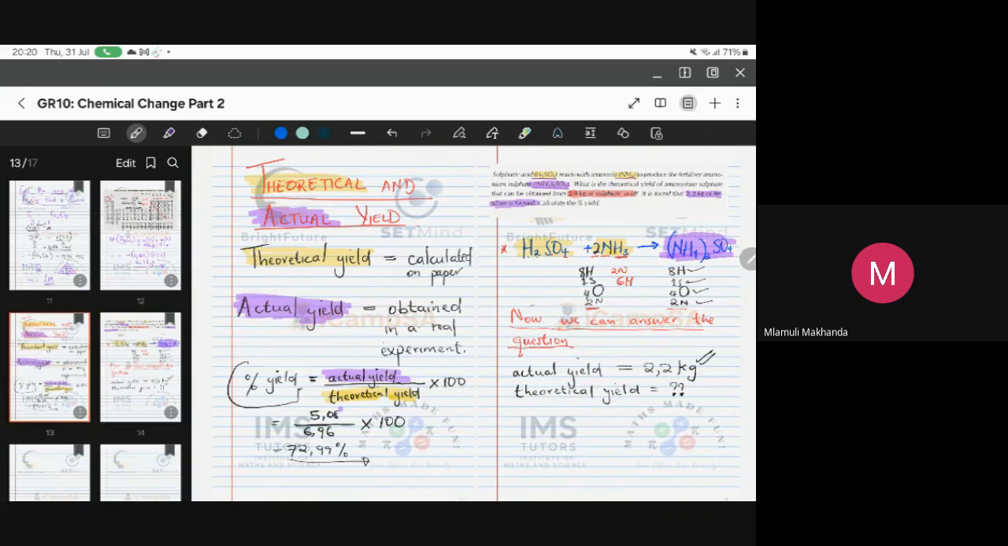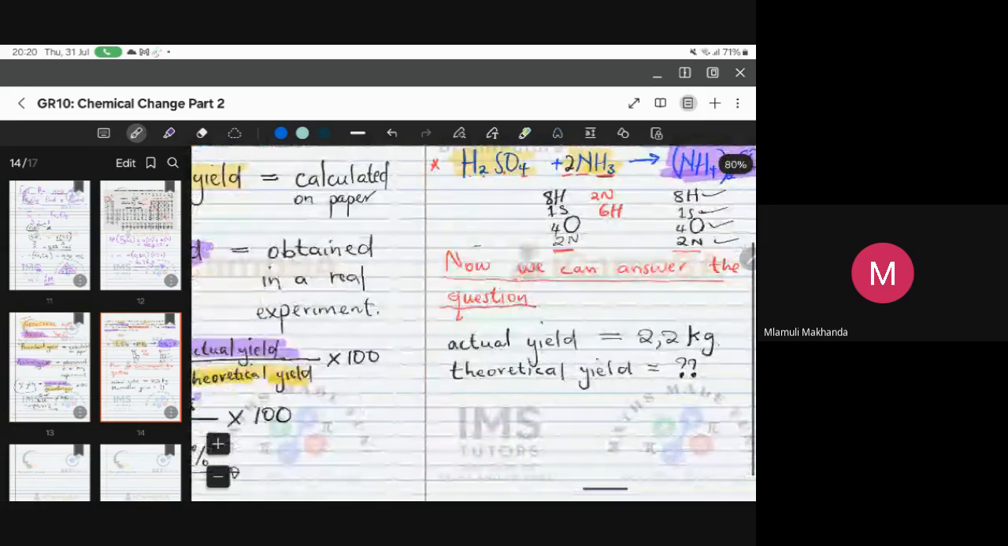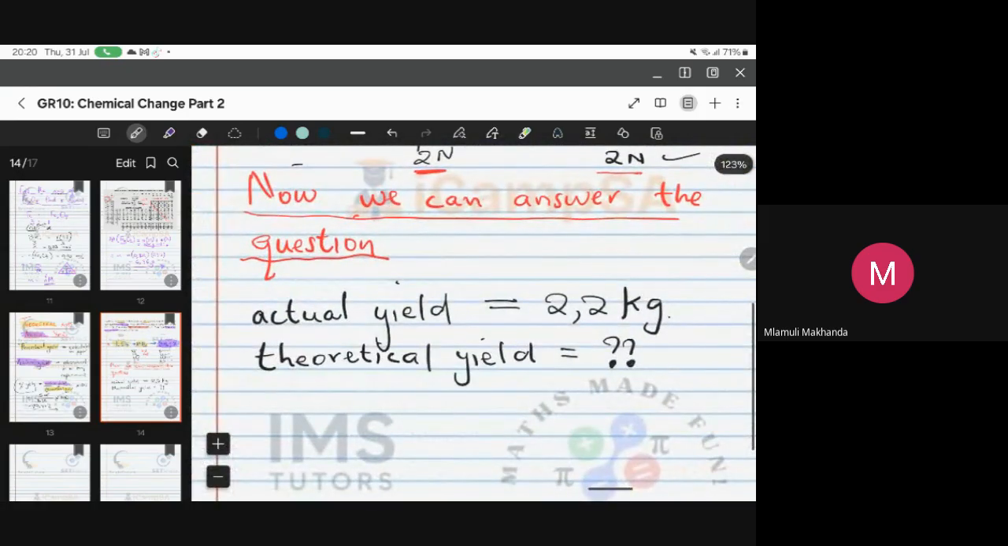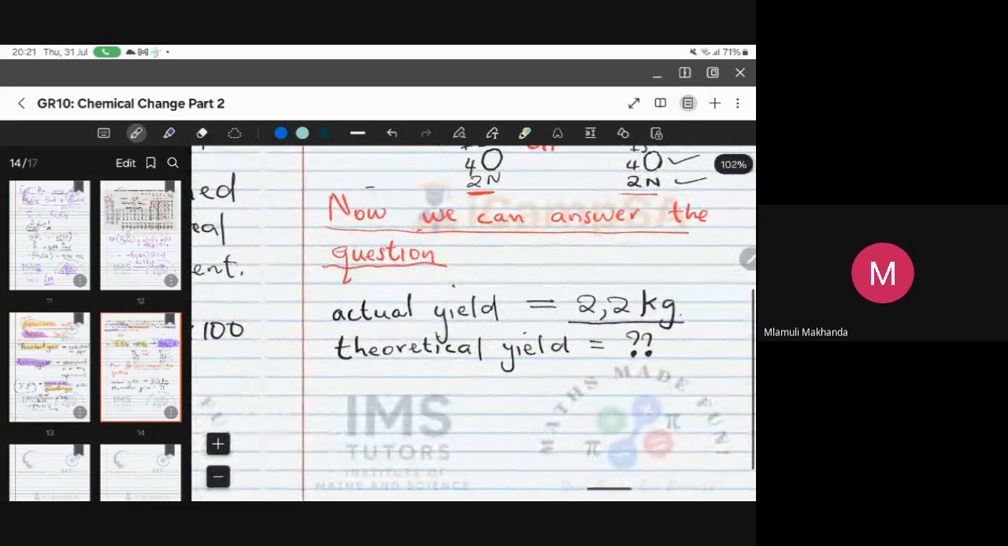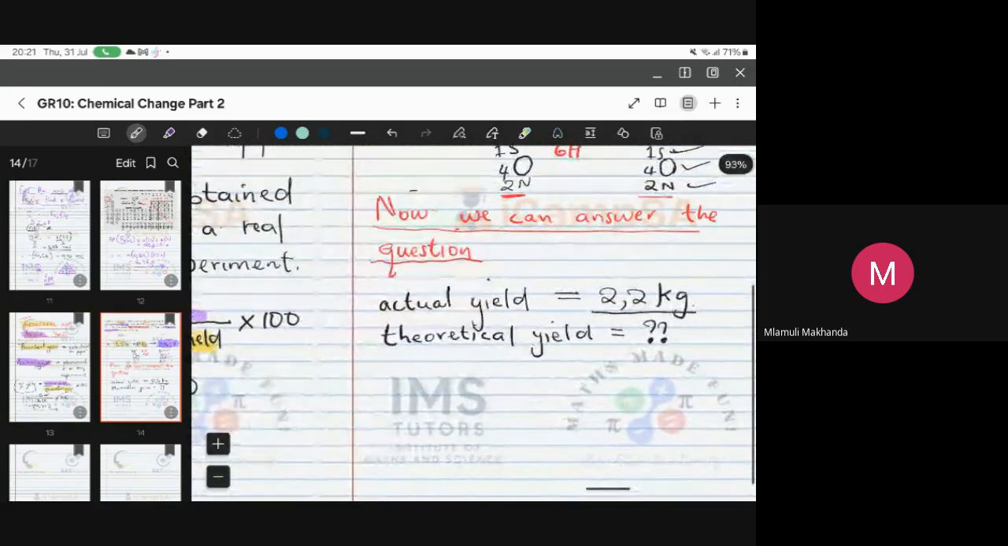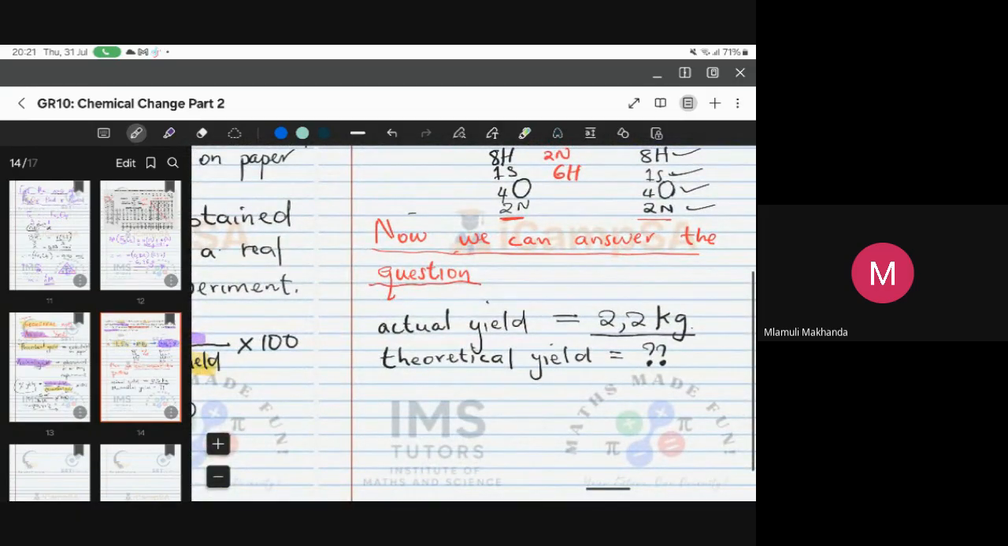So in this case, they told us before going to the lab. Maybe let's say they did it months before, right? So when they did that, they saw that it could actually make about 2.2 kilograms. Now they want to find the theoretical yield, the one that we would actually calculate before going to the lab. So let's find it.